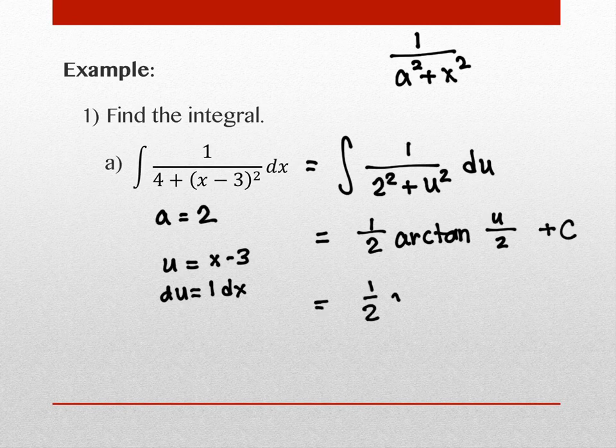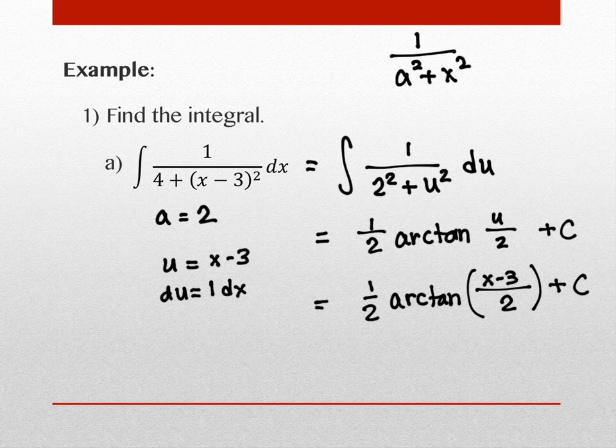The only thing to do then is to turn it back into the x variable that we began with. So I have x minus 3 on top over the 2. I'm going to put it in parentheses because at this point it looks kind of messy with that subtraction. And we have our plus c.